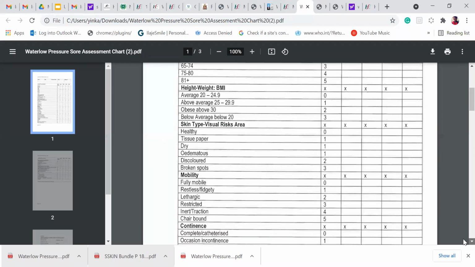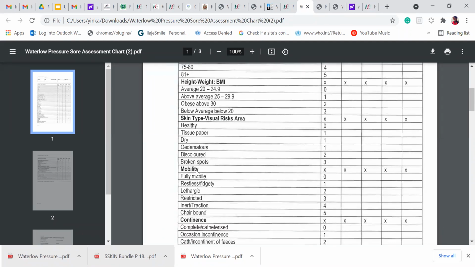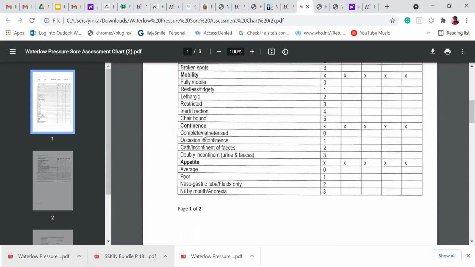We'll also look at mobility, another scoring criterion. A patient that is fully mobile will score 0, whereas a patient that is bed or chair bound will score 5. So you look at the different categories like that. Continence is another criterion. A patient that is not incontinent, that means continent of both urine and bowels, scores 0. On the other hand, a patient that is catheterized or incontinent of feces will score 2. Doubly incontinent, meaning urine and feces, will score 3.